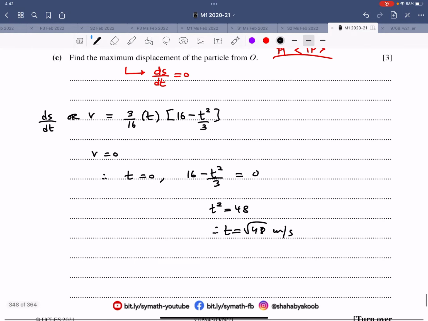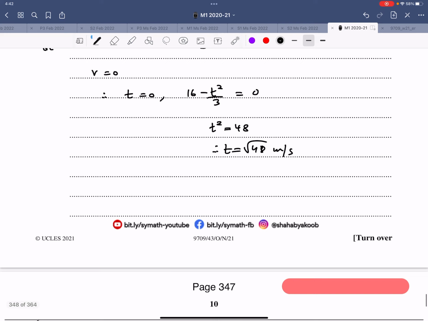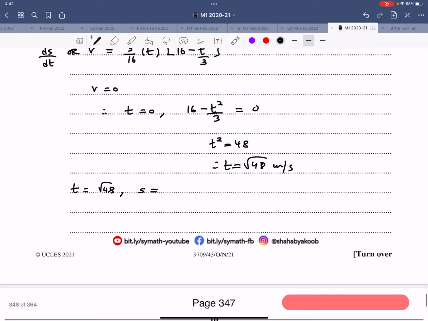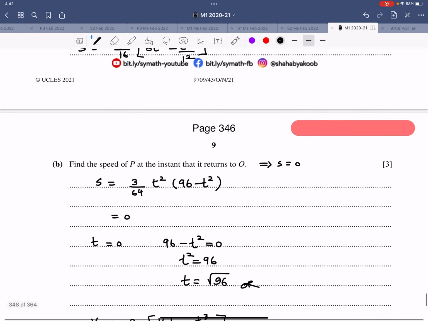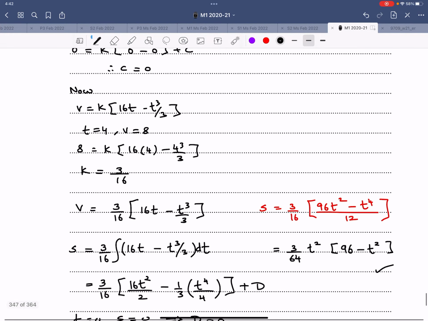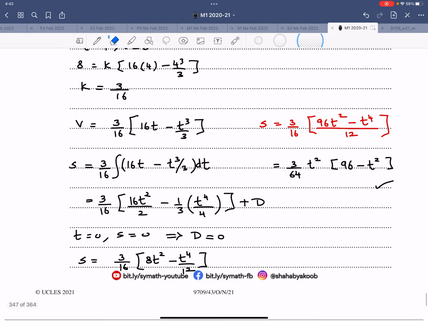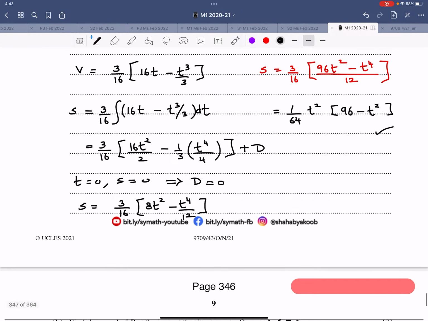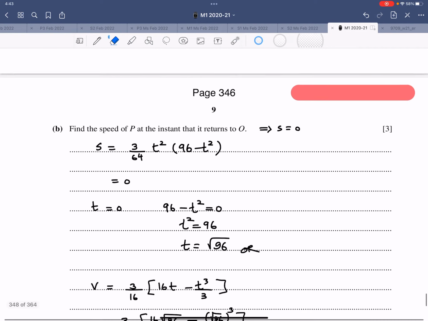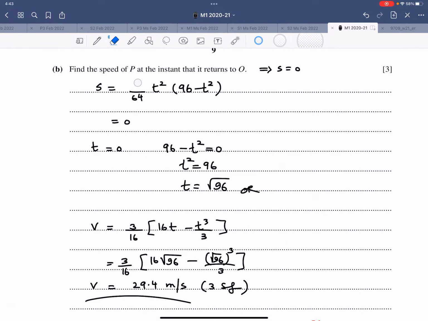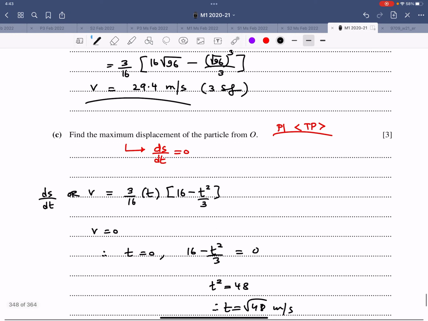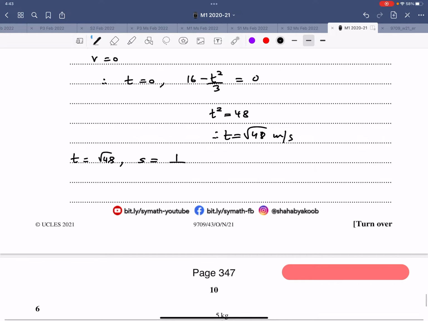And they are asking for the maximum displacement, so when t is root 48, the value of displacement, this equation is 3 over 64. My bad, this is not 3 because the 3 disappears. Let me use a small eraser. This is 1. And this S is this thing, that's the final answer. S is this much. This is also 1 because the 3 was cancelling out. And velocity is this. So S is equal to 1 over 64.